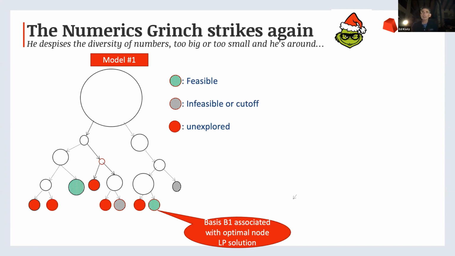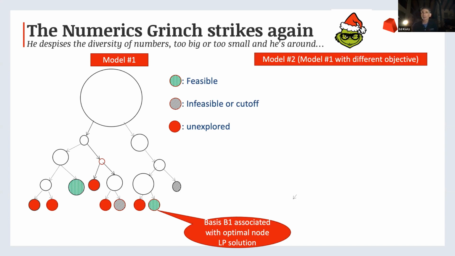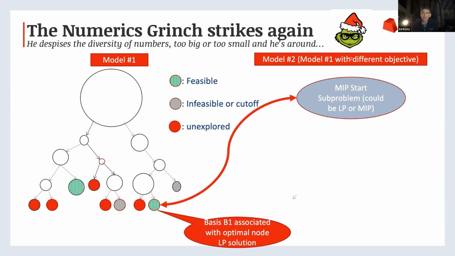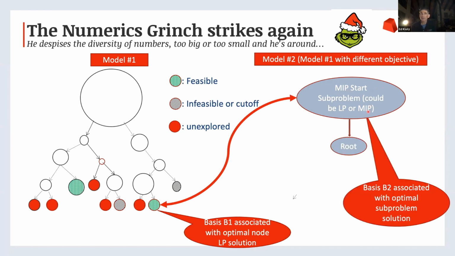model in a way that doesn't change the constraints. So for example, we change the objective. That shouldn't affect feasibility. Okay, now let's say we're going to use this solution from the first model as a MIP start for the second model. Well, that results in a MIP start subproblem. It could be an LP or MIP, but that model ultimately is going to solve and have a basis B2 associated with the MIPSTART subproblem optimal solution.